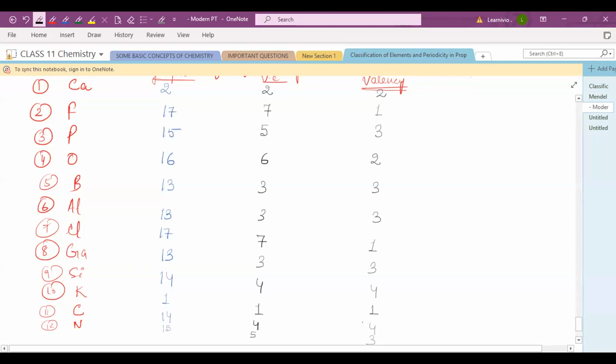And valency is what? Valency basically tells about the combining capacity of any atom, how many atoms it can combine. So if you want to write it down, you can: it tells about the combining capacity of an atom. Okay, just write it down.